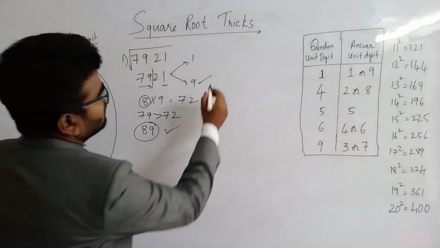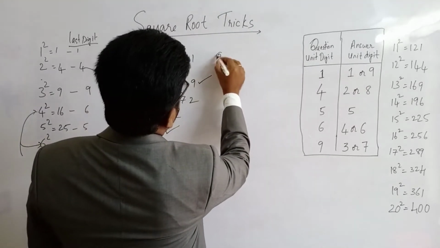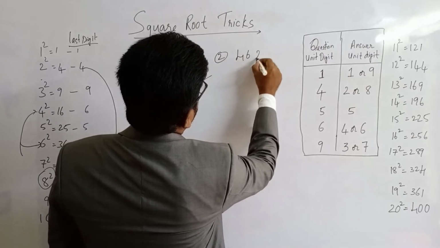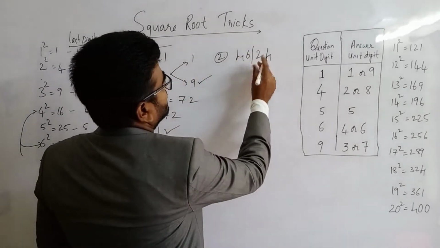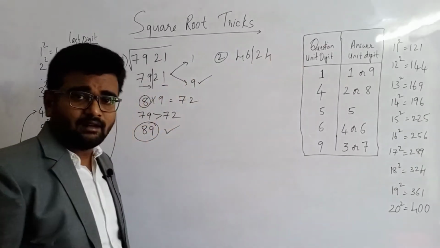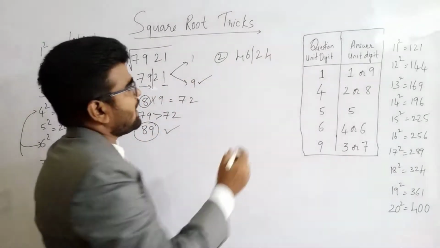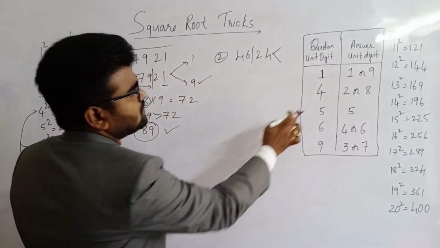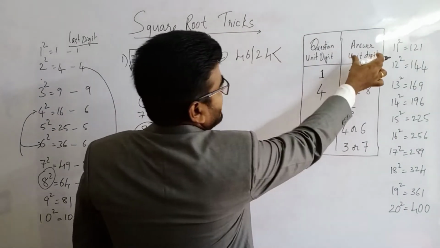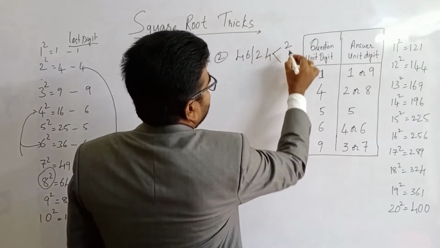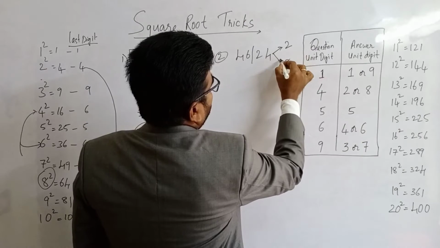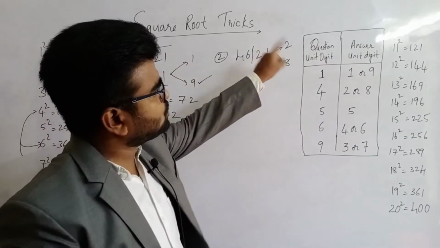Now let's consider one more example, 4624. Again, keep the last 2 digits aside, and see where you get this 4 as the units place. The answer might end with 2 or 8. So write 2 here and 8 here. Now we are very clear it might end with 2 or 8.